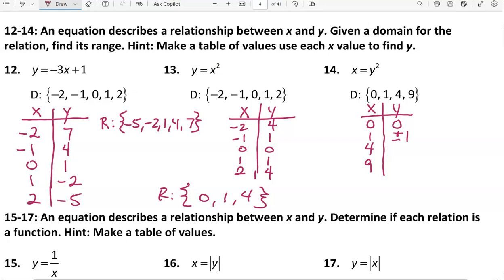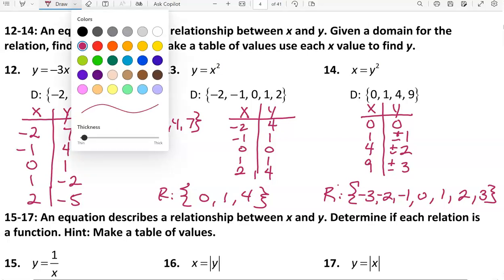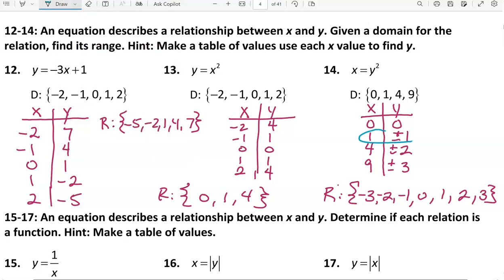If x is 4, then y squared is 4, and y can be either positive or negative 2. And if x is 9, then y squared is 9, and y can be either positive or negative 3. That means that the range consists of the following values: -3, -2, -1, 0, 1, 2, and 3. So we have several range values there. And in particular, you'll notice that this relation right here is not a function because there is more than one y value for each x value.